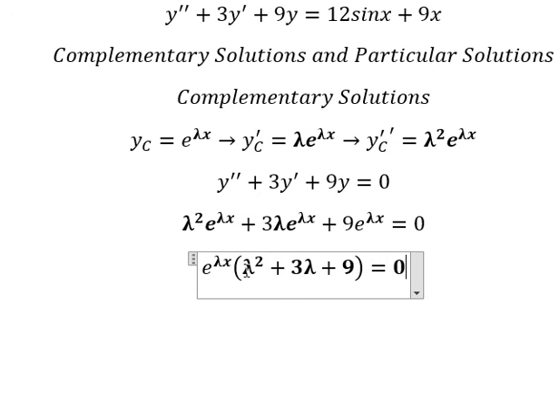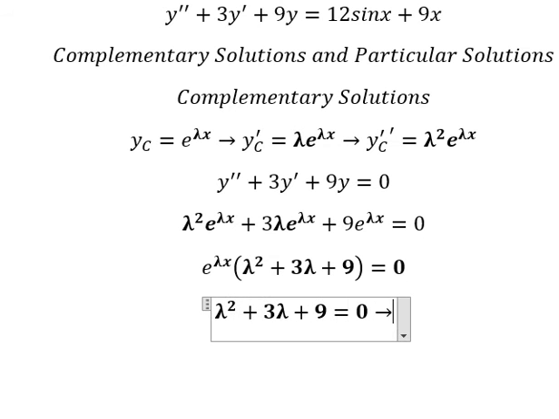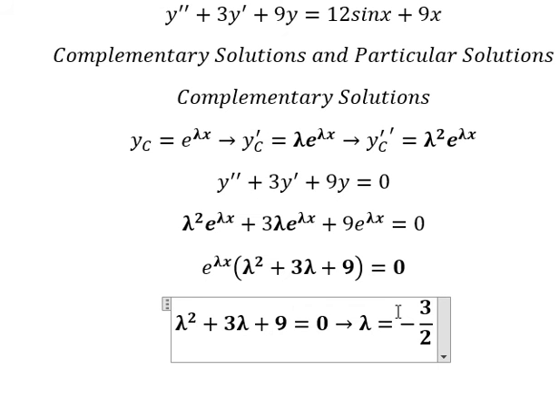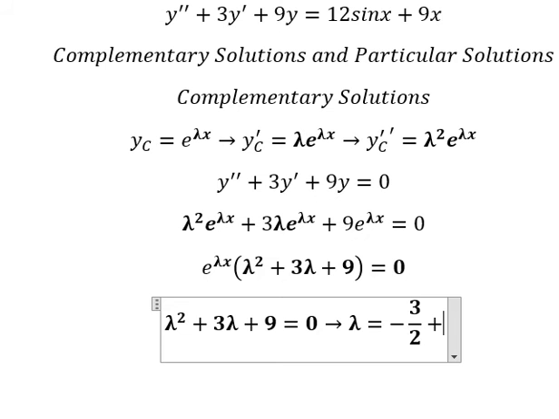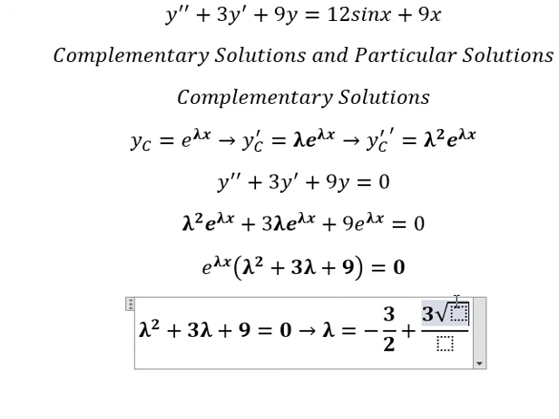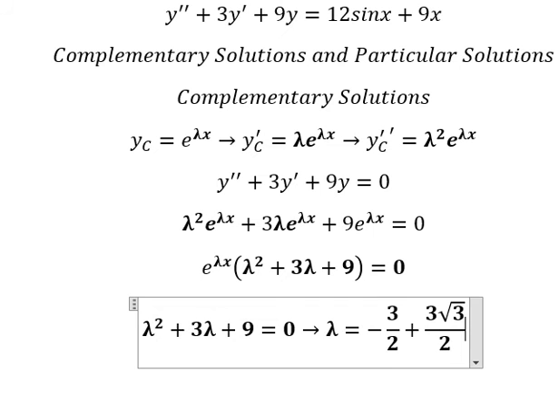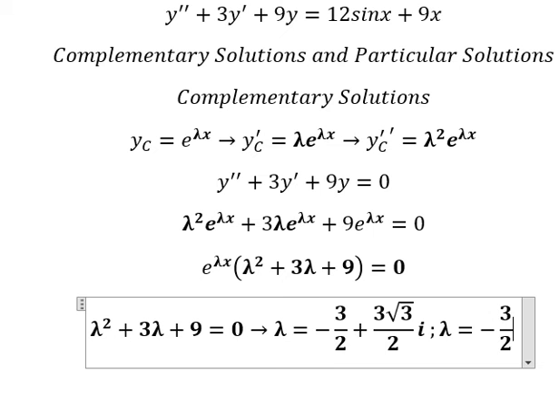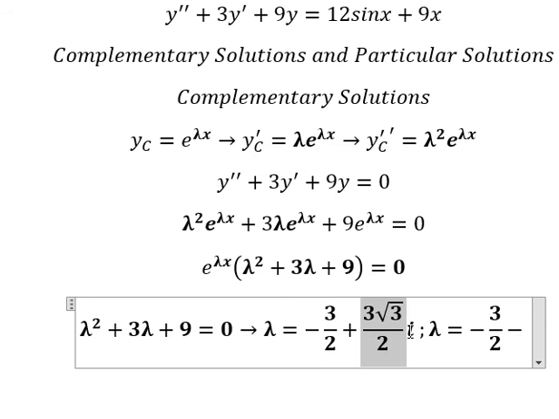So we need to find the solution of this one, and we have two solutions. The first one, lambda equals negative 3 over 2 plus 3 multiplied by the square root of 3 over 2 i, and we have the second solution in here. That's negative 3 over 2 minus of this one.